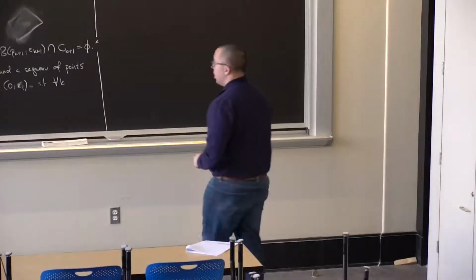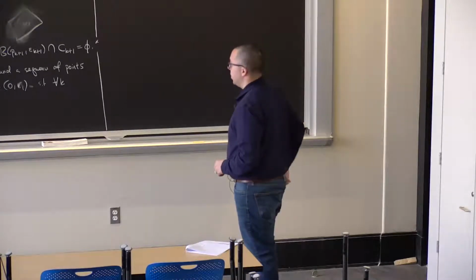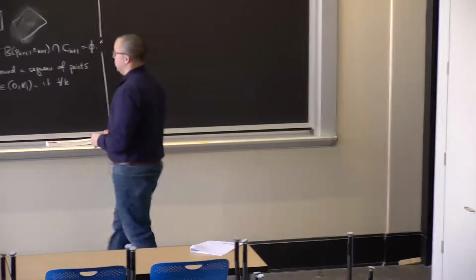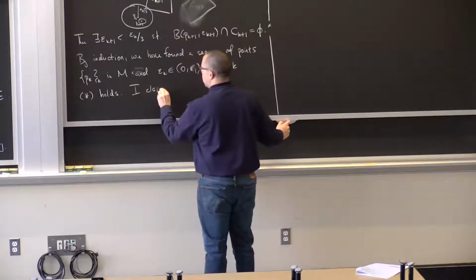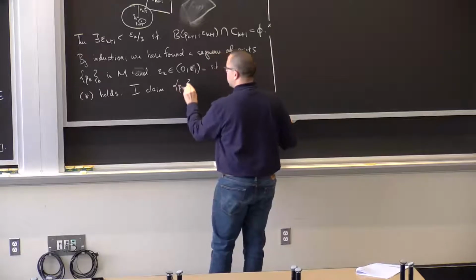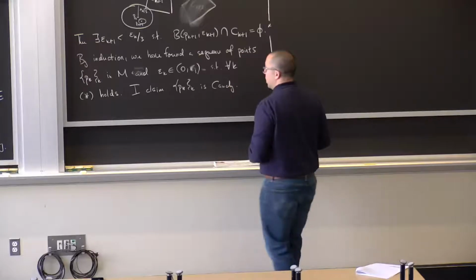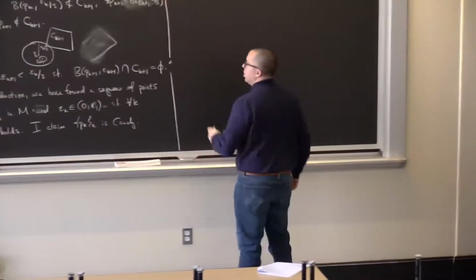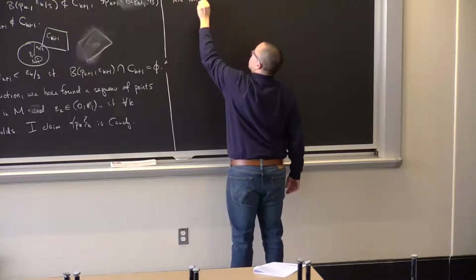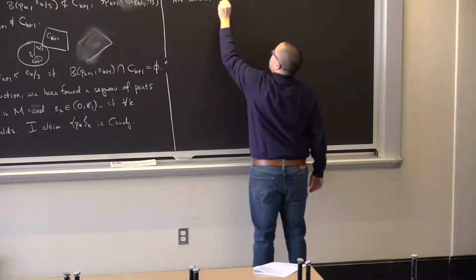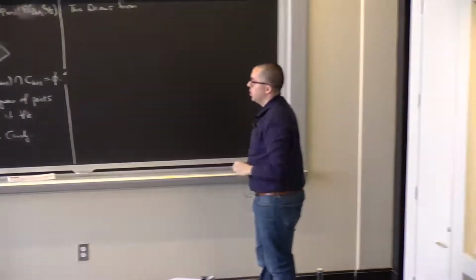Okay. Now let's show that this sequence is Cauchy. So now I claim this follows. I'm not going to write out the full epsilon-N argument, but I'm just going to write down the crucial estimate that proves this.